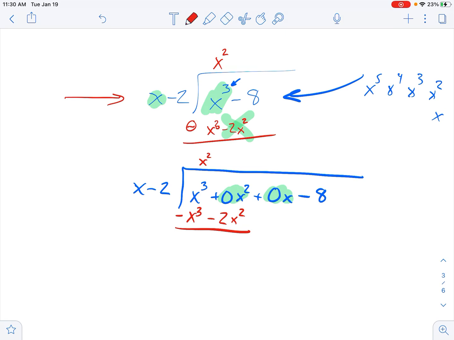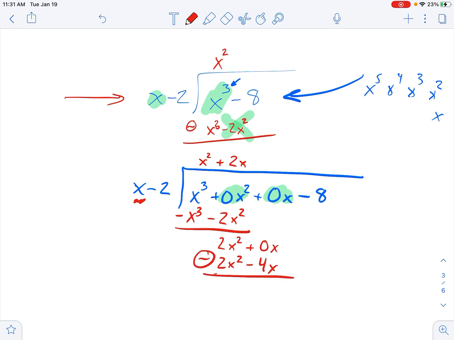I want to make sure I do this subtraction properly. So 0x squared minus a negative 2x squared, so it actually ends up being positive. Now I'm going to bring down this 0x. Okay, this x goes into the 2x squared 2x times. So 2x squared minus 4x. Make sure you're distributing to both.